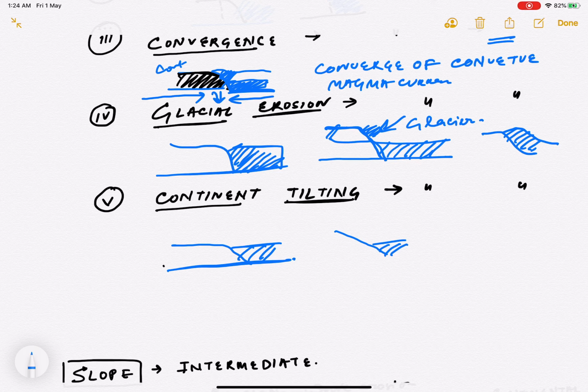Now such a case has happened. Basically, I would say that your eastern coast of India is tilted. Why did it tilt? It basically tilted when there was a convergence of the Indo-Australian plate with the Eurasian plate. Hence, continental tilting followed by submergence.